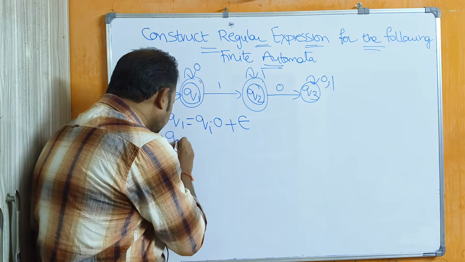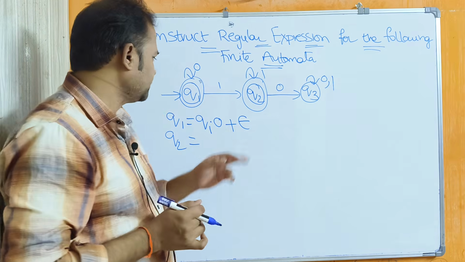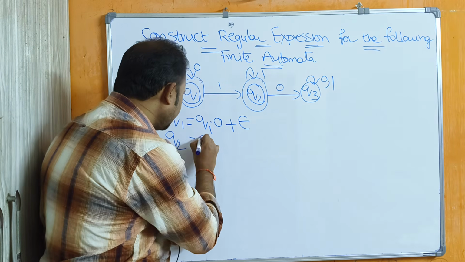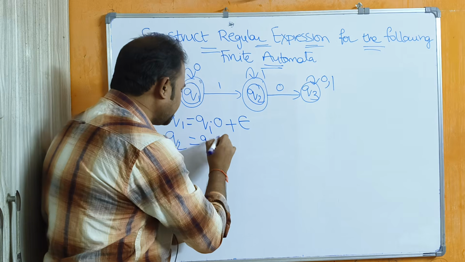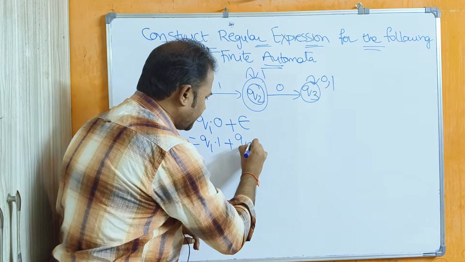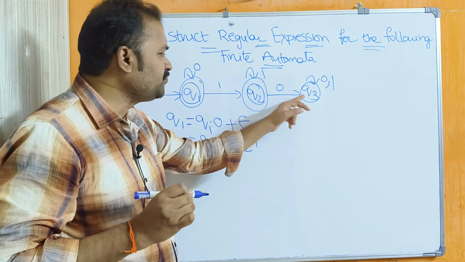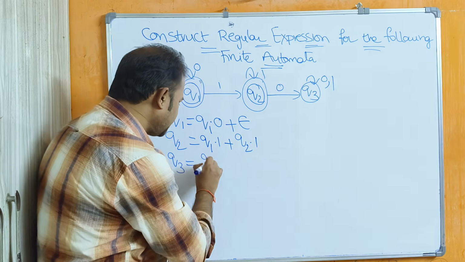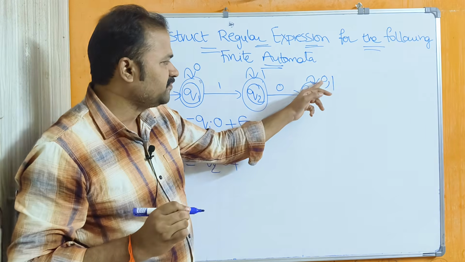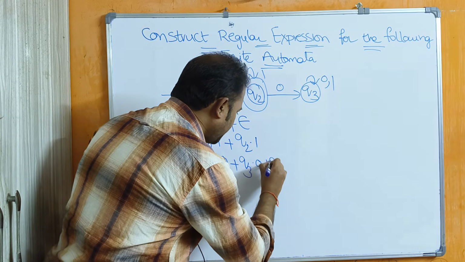Next state is Q2. For Q2 we have two incoming edges. One edge is from the Q1 state, another edge is from Q2 only. So Q1 with the input symbol 1: Q1 dot 1 plus Q2 dot 1. Next one is Q3. Q3 equals, from Q2 we have one incoming edge, so Q2 dot 0, plus from Q3 we have a self loop. So we have two edges: Q3 dot 0 plus Q3 dot 1.